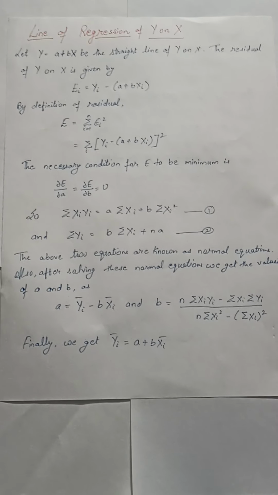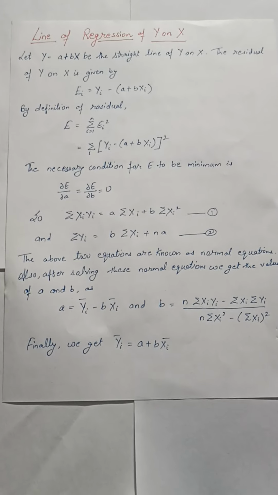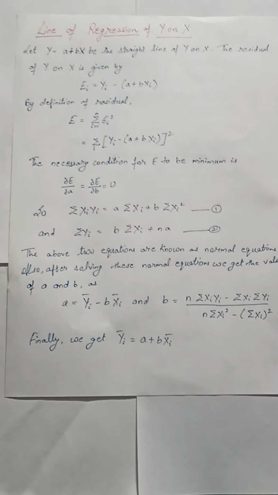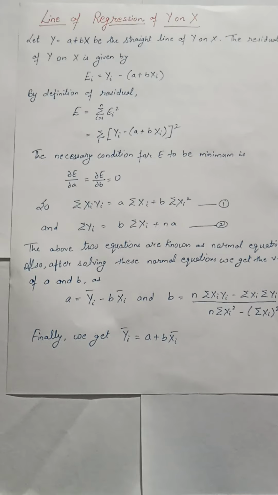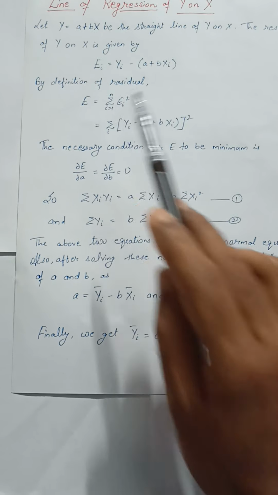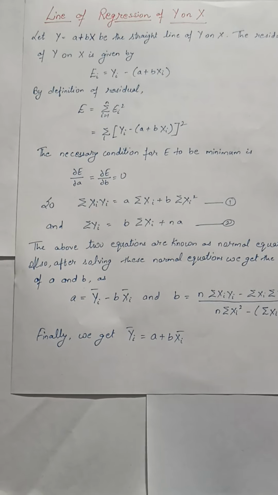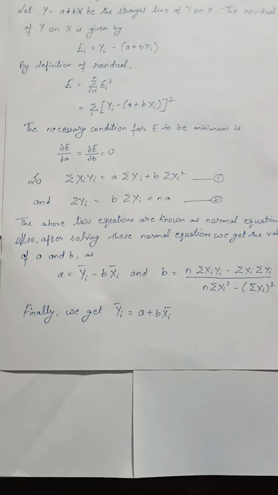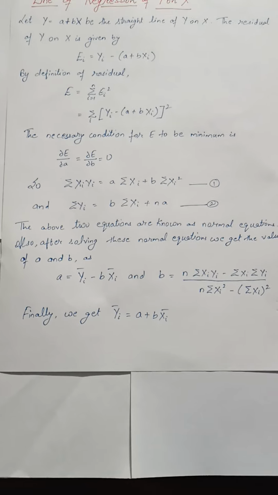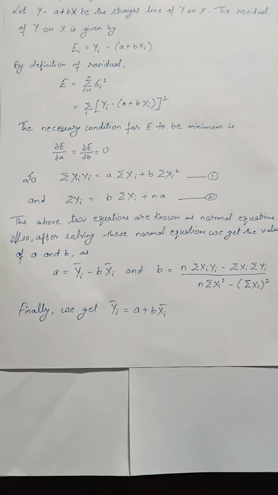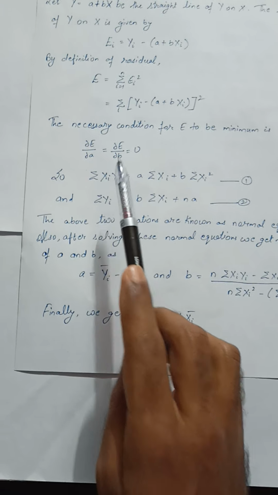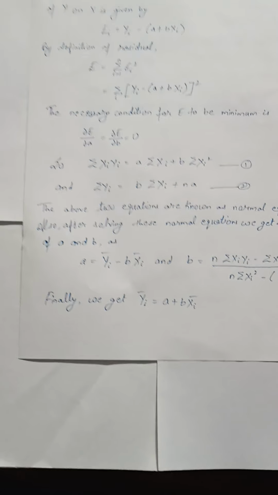Now by definition of residuals, if we square and find the sum of the residuals, then e = summation of ei square. Let's put this value of ei from this equation in this. Then it will become e = summation of (yi - (a + b xi)) whole square. So the necessary condition for e to be minimum is that the partial differentiation of e with respect to a as well as the partial differentiation of e with respect to b is equal to 0.